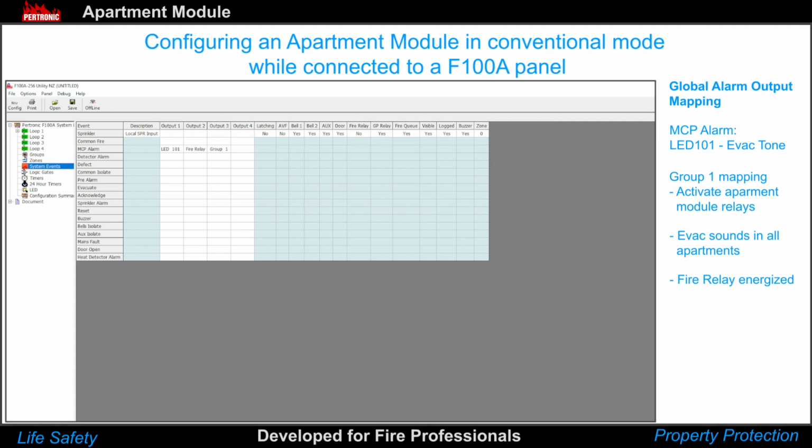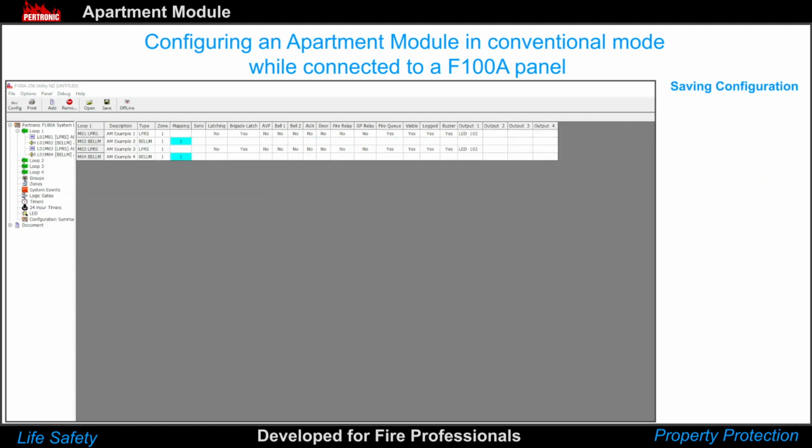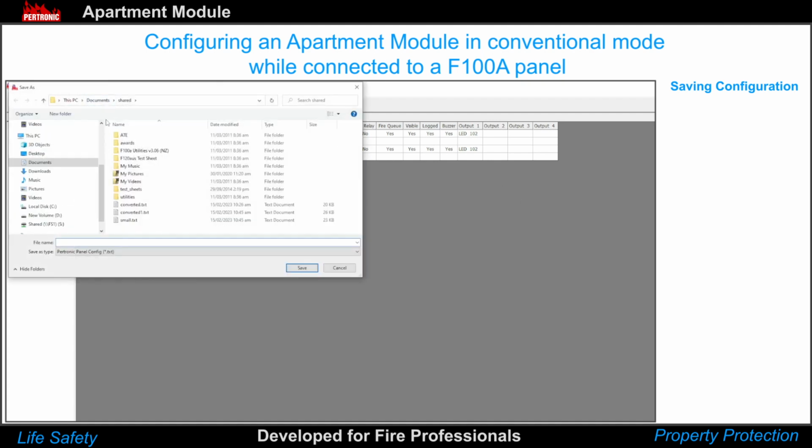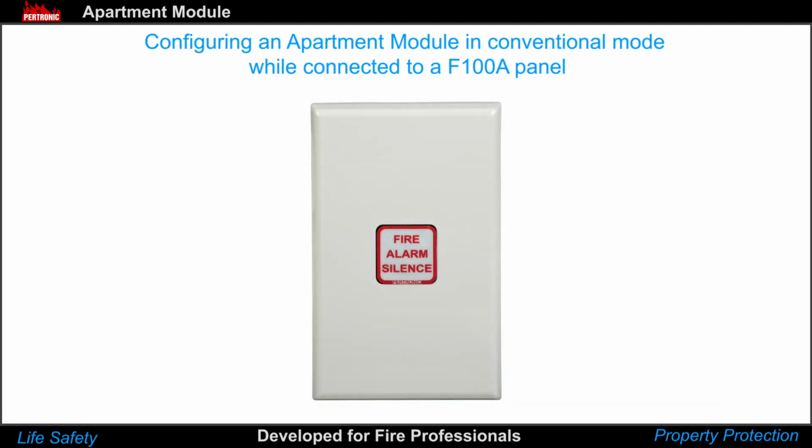We have now finished creating an F100 apartment module configuration. Let's save the configuration. Lastly, connect to the F100 panel and send the configuration. This concludes the demonstration on configuring the F100 panel with an apartment module in conventional mode.